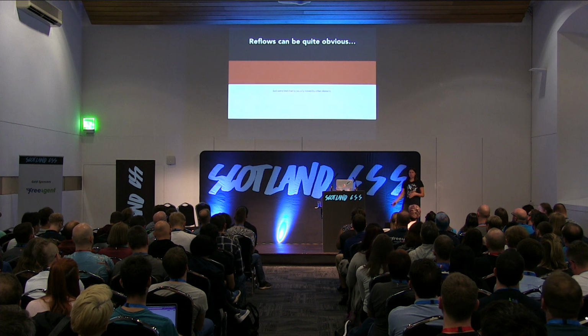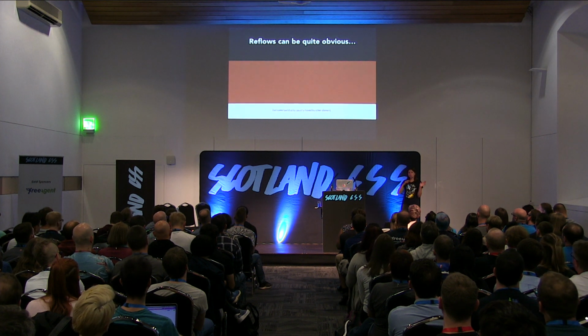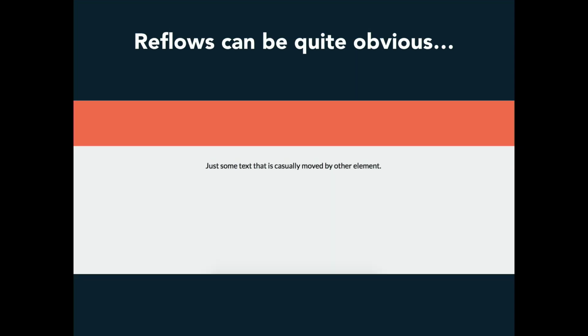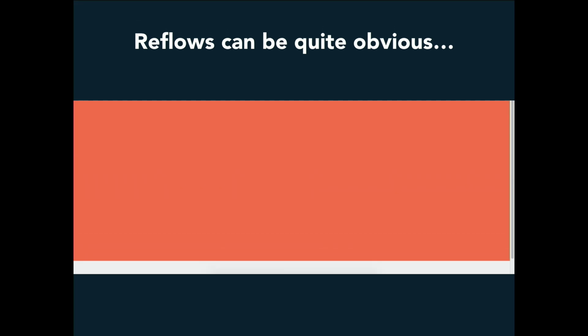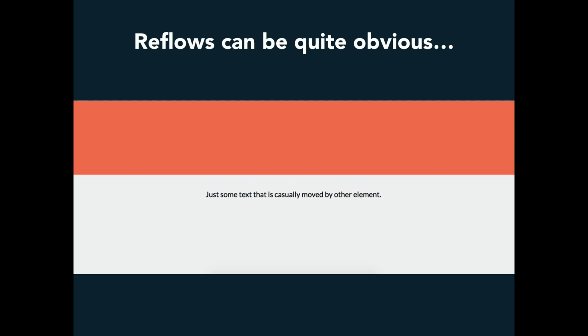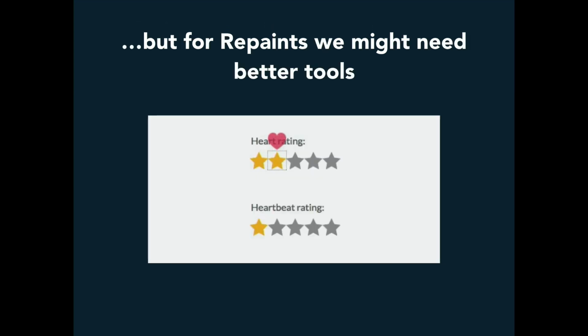With reflows, it can be quite obvious. If you have an element that is pushing other elements around or an element that is changing its size, it basically means that probably you're experiencing a reflow. Unfortunately, with repaint, it's not that obvious. In this example, the repaint happens if we trigger the last star on the right, because it doesn't.